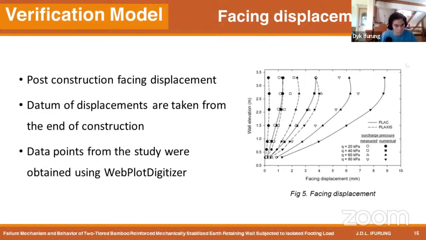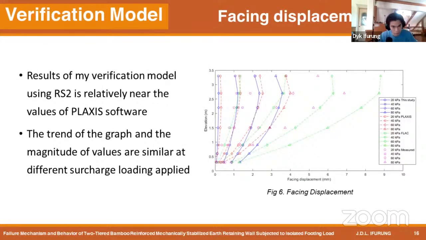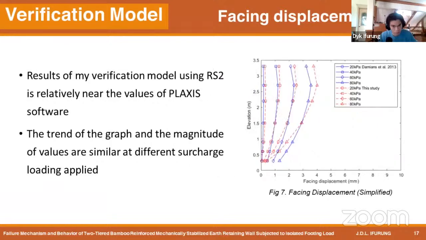The coordinates and results were obtained using WebPlot Digitizer to better compare and plot the results of my verification model against the results of the original study. From the graph, it can be observed that the magnitude and trend of my results compared to Plaxis are pretty similar. A simplified model is shown here to better visualize the comparison of my study with Plaxis.